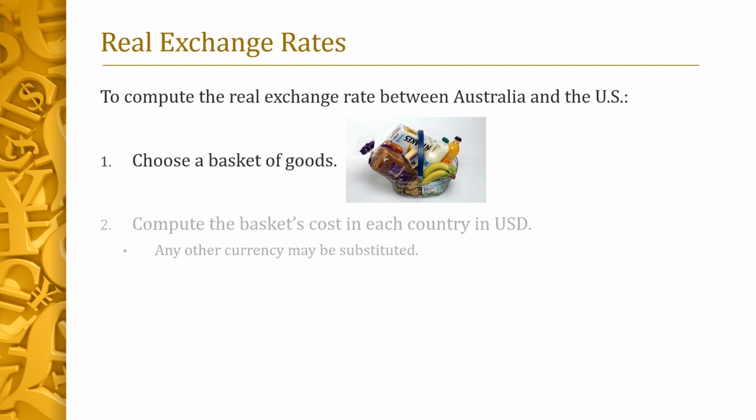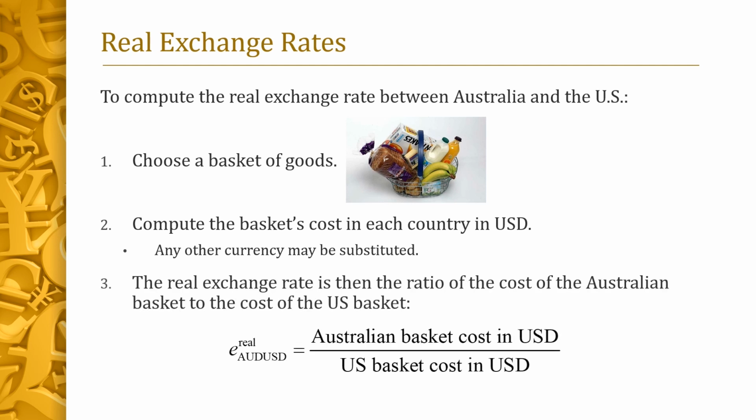Then we choose a fixed currency, say US dollars, and compute the basket's cost in each country in that currency. The chosen currency does not matter. We could instead have used Australian dollars, euros, Swiss francs, Japanese yen, and so on. The real exchange rate is then the ratio of the cost of the Australian basket in US dollars to the cost of the US basket in US dollars. This exchange rate is written E-real AUD-USD.